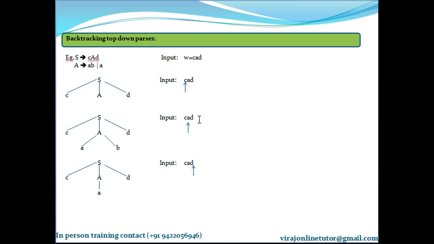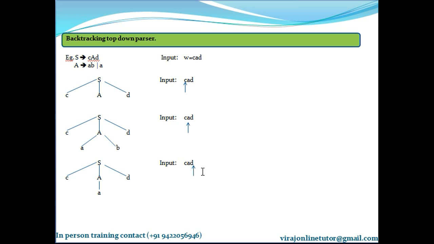So I am given a chance to backtrack my decision, and selecting A gives A. So when I select A gives A by backtracking, now C matches with C, A matches with A, and D matches with D. Simple. So I was allowed to backtrack my option selection so as to match my input string with the grammar.